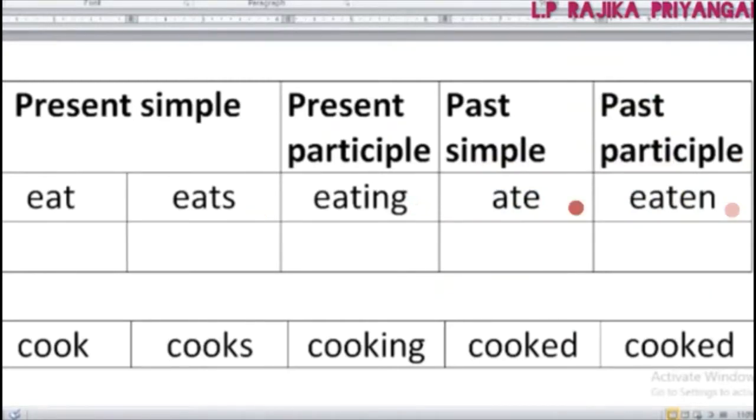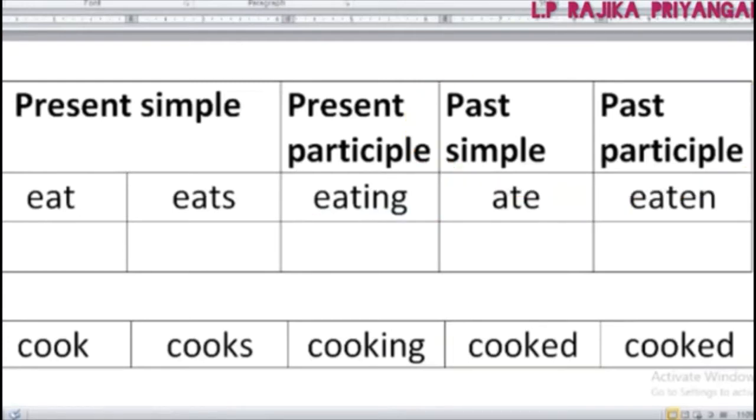Under present simple, there are two parts. They are eat and eats. Eat is the base form. The base form is also called the stem or the root verb. Eats is formed by adding s to the base verb, which is eat. Present participle is made by adding ing to the base form.